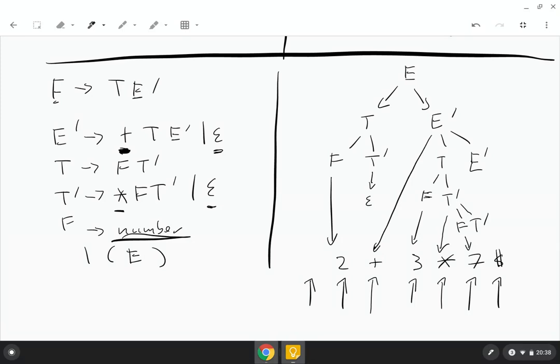So if we see T prime and we've got EOF, what production must we match? The epsilon production. So T prime is going to be epsilon, and now we're on E prime. What production must we match? Epsilon. Okay, I thank God that worked. I was worried at first. Actually, I think that was good to go through, because that illustrates how your predictive parser is going to work.